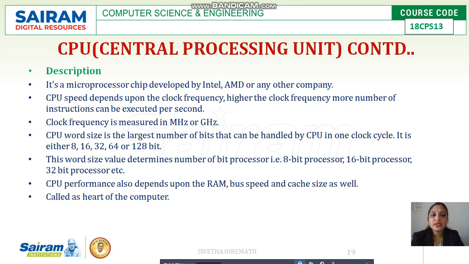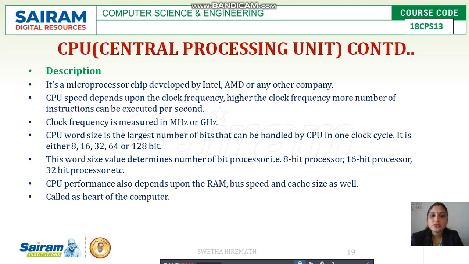So I have told you, the processor clock maintains the clock cycles, that is, in one clock cycle an operation, whether it is a write or read operation, has to be performed based on the bits, like 8 bits, 16 bits, 32 bits, 64 bits, or 128 bits.